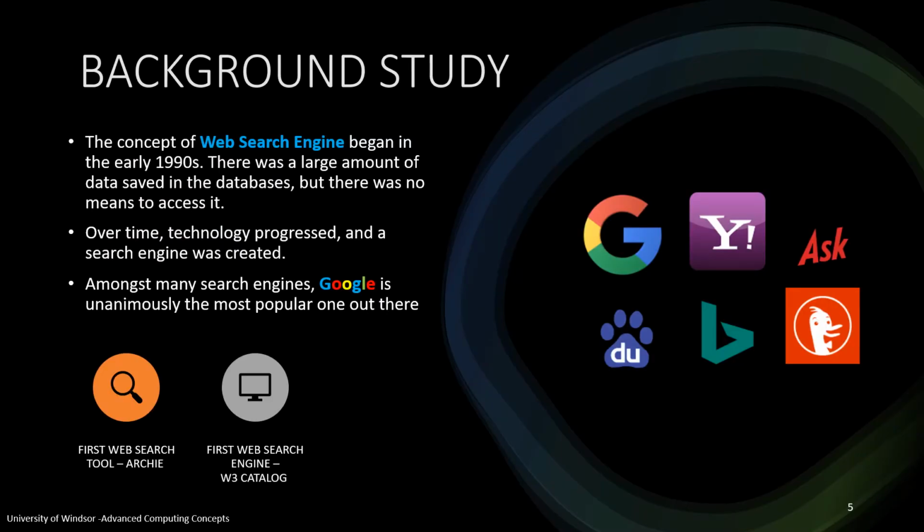Background study. Web search engines were invented in the early 90s to overcome the increasing difficulty of locating information in growing data. The first web search tool is Archie and the first web search engine is W3 Catalog. Presently, there are many web search engines available in the market, namely Google, Bing, Yahoo, Baidu, Ask.com, DuckDuckGo, and many more. Google is the most popular among them with a market share of 92.49%. Moving on to the next slide.